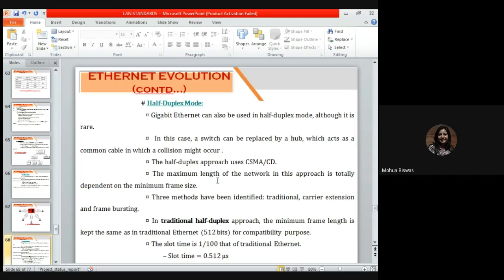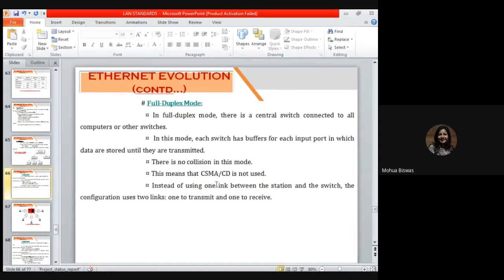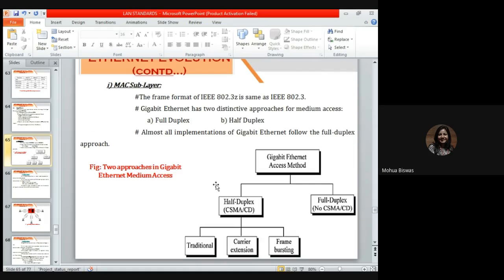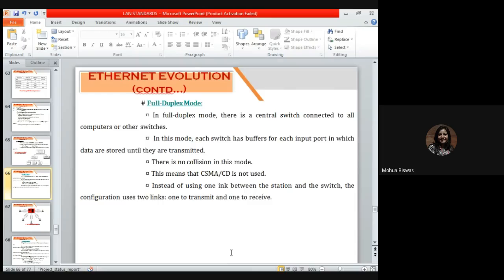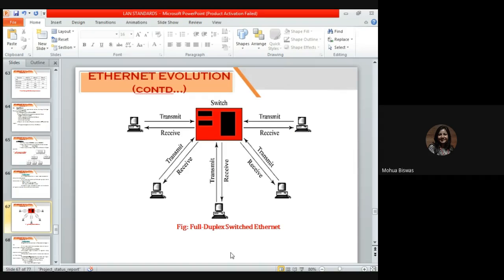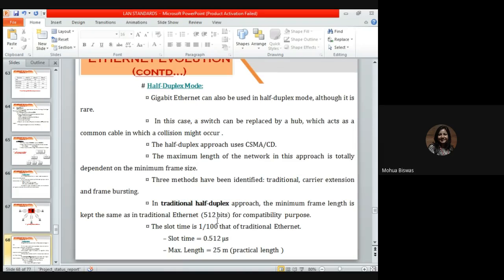Next is the half duplex. In the half duplex, normally a single cable is used for transmitting and receiving, and because of that, CSMA may happen, collision may happen, and because of that, there are three approaches they have used under this Gigabit Ethernet. So the first one is the traditional.